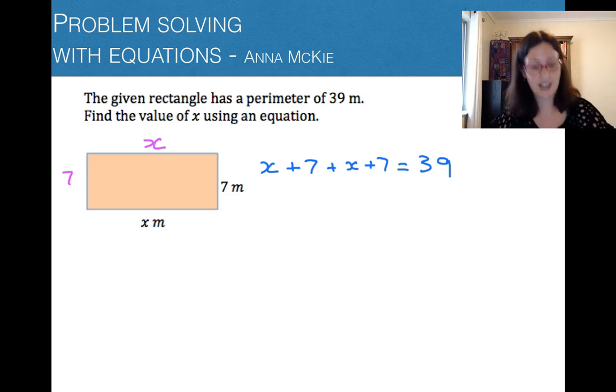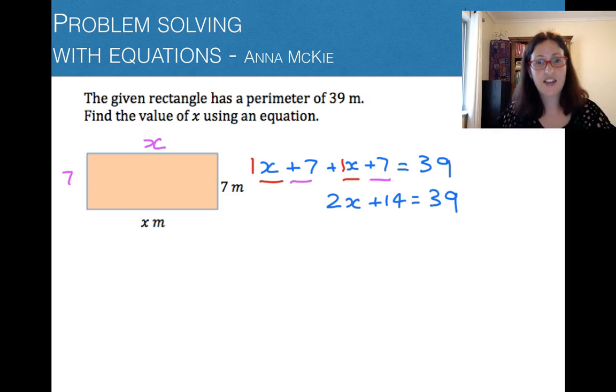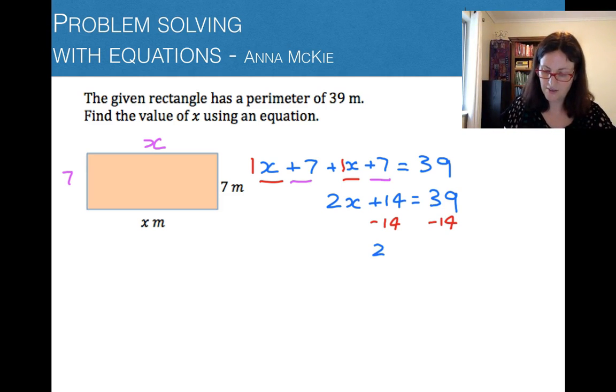So we need to start by collecting like terms. So the x and the x are like terms. If it's handy, put the 1 out the front, and now you can see that you have 2 lots of x. Adding the constants together, we will have add 14, and now solving for x. So 2x, add 14. The last thing you said was add 14. The opposite of that is subtract 14. What you do to one side, you must do to the other. We are left with 25.